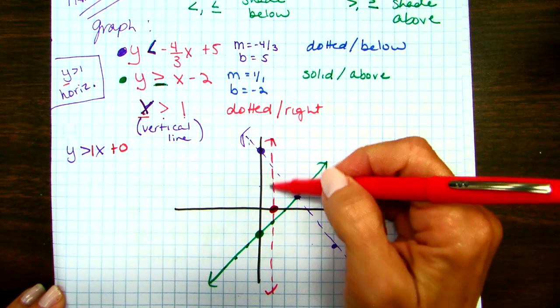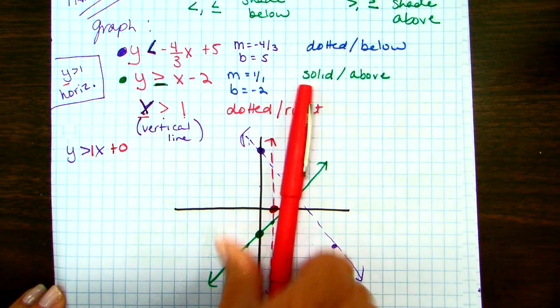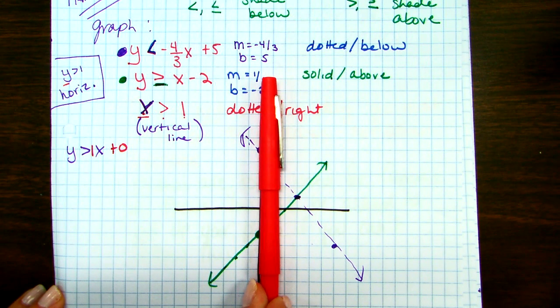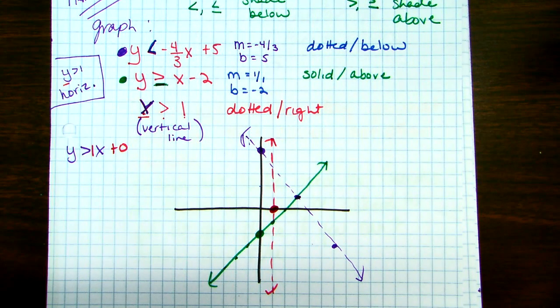So here's X is 1, right? This is my vertical line. Where are the numbers that are greater than 1? To the right. Vertical lines are the weird one, okay? When it's horizontal, you would still say above or below. But vertical, you can't really go above or below a vertical line. It's either right or left, okay?